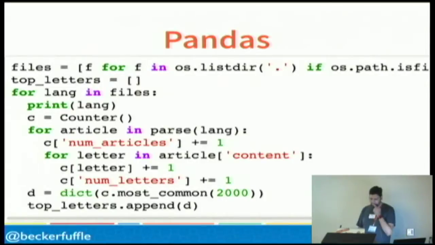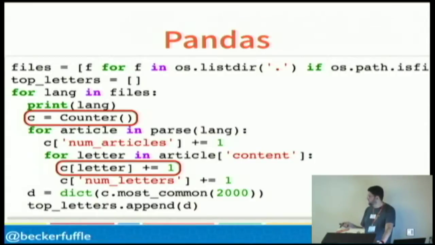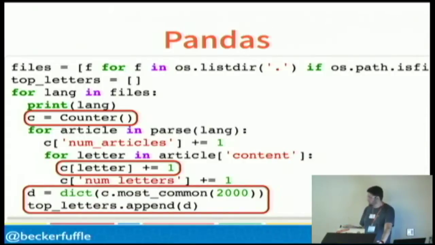So to start off, I counted the number of times that each character occurred in every language, and then I grabbed the top 2,000 characters from each. So let's break this down. First I'm using a counter data structure here, which is part of the collections library in Python. And we're counting the number of times each letter occurs. And then we're taking the top 2,000 from those counts, and appending them to this top letters list here.